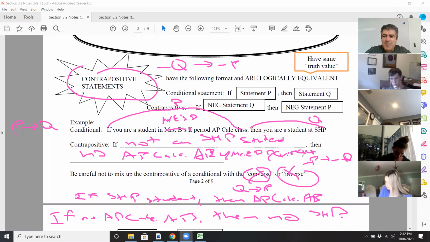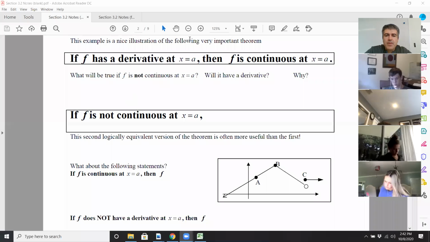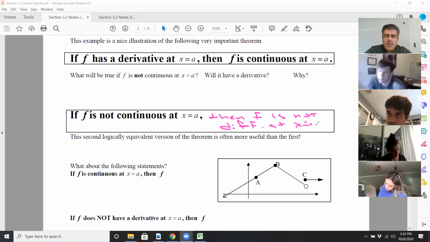Just kidding. Again, that's a true statement. So with that logic, we can now make sense of the statement up above. So again, we said earlier, if not continuous, then f is not differentiable at x equals a.